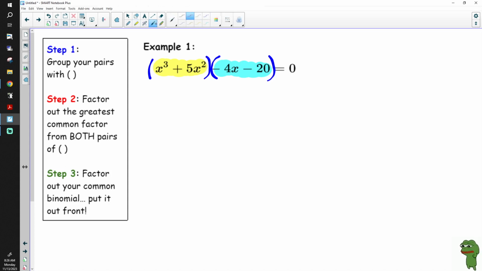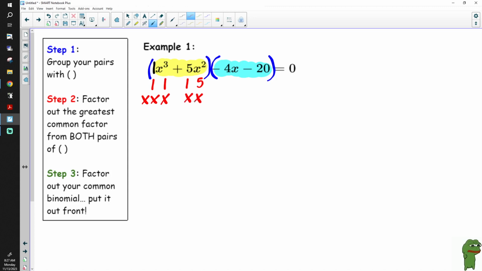So let's first look at our first group. What number is in front of this x to the 3rd? A 1. What are the factors of 1? Yeah, 1 and 1. And how many x's does it have? 3. 1, 2, 3. 5x squared. What are the ways or the factors of 5? 5 and 1. Yeah, 1 and 5, 5 and 1. And how many x's does this one have? 2.